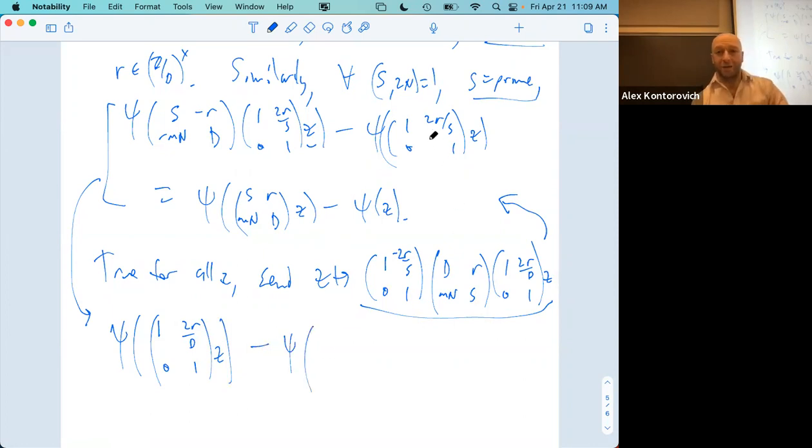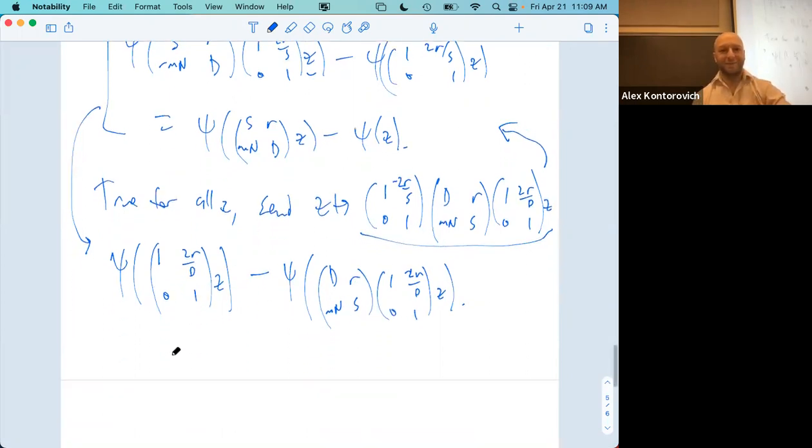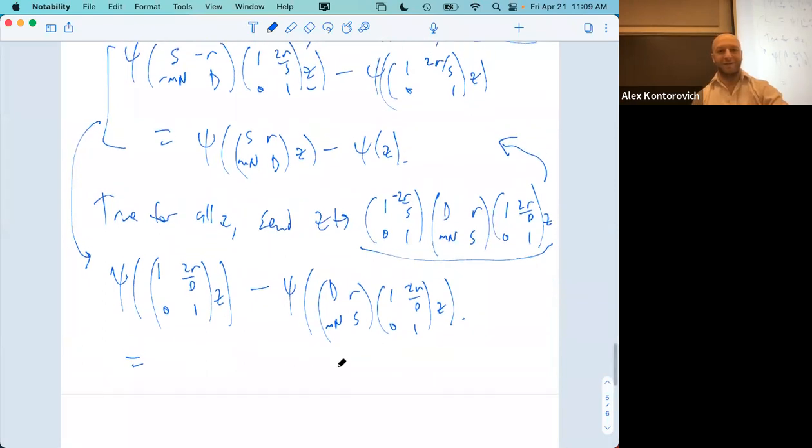Minus psi of. This also hits this. That cancels off. Then I just have D R M N S, and then 1, 2R over D, 0, 1, Z. That's the top line. That's good. That's exactly what I want. It matches what I had above.